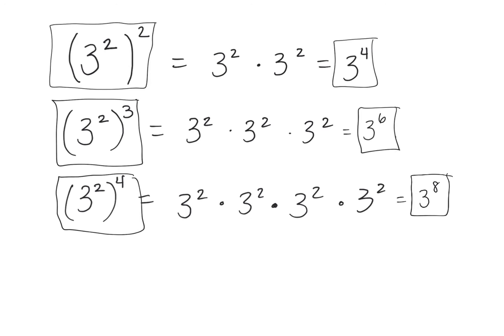Carlos? What I'm noticing is that you take away the exponent of 2 in the parentheses. Okay. Roy? It's just multiplying 4 and 2, or 2 and 2, 3 and 2, 4 and 2. That's exactly it. All you do when you raise an exponent to a power is you take them and you multiply them together.